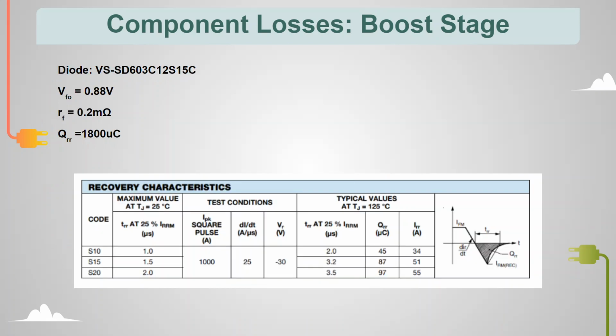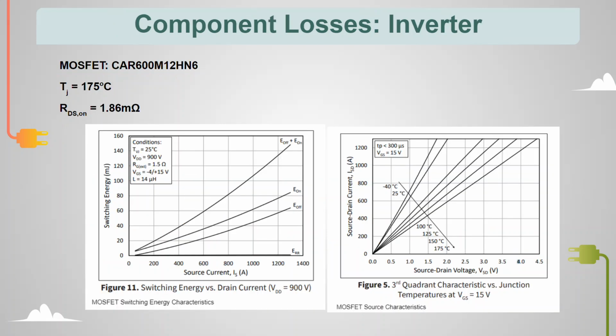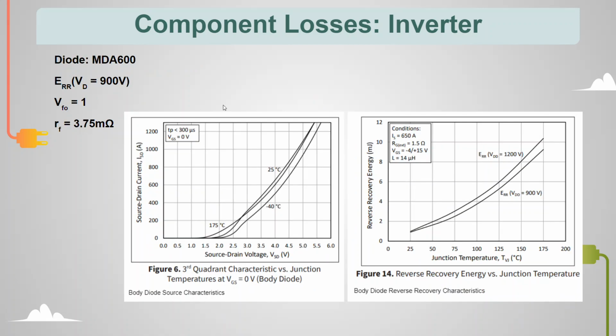Next, we will look at the diode for the boost stage. Similar to the MOSFET, all of the information needed can be calculated from what we have calculated for designing our boost converter. Repeating the same steps as before can get us our total power lost. For the inverter, it is a repeat of what we just went through in the boost stage, but with a new set of characteristics. Here's the MOSFET, and here's the diode.